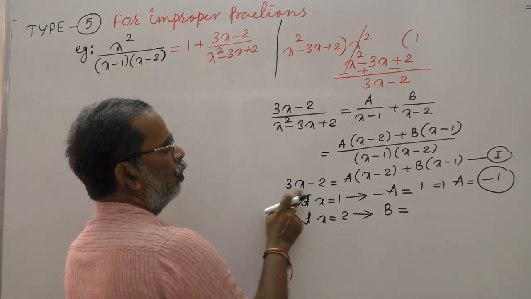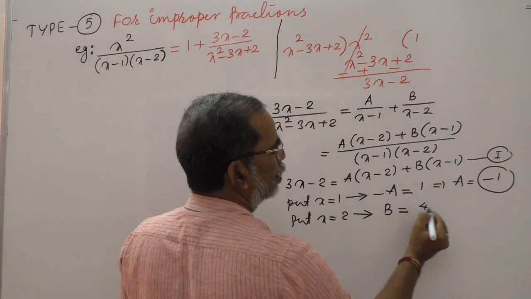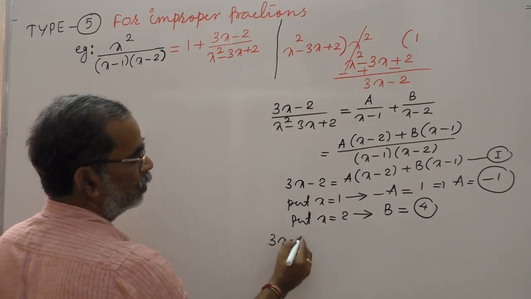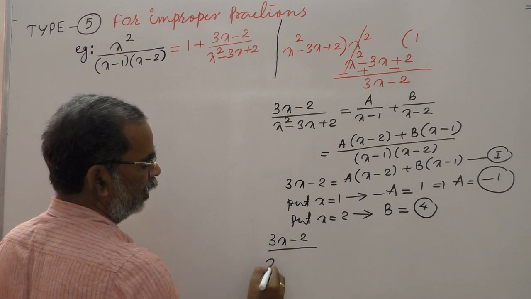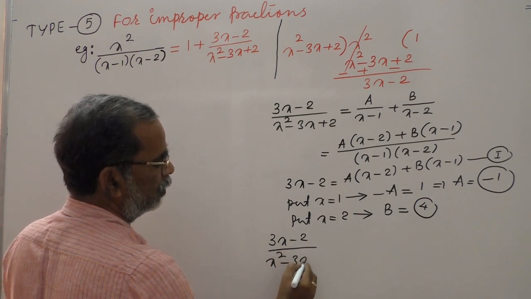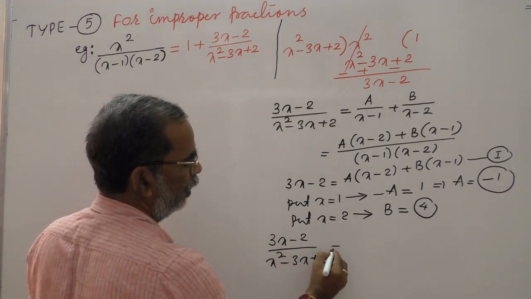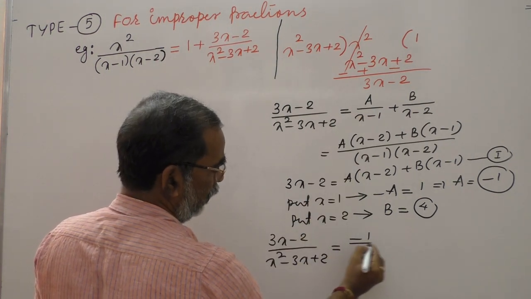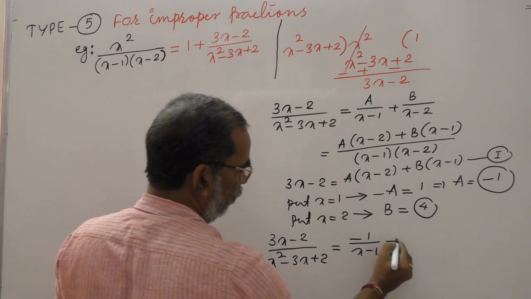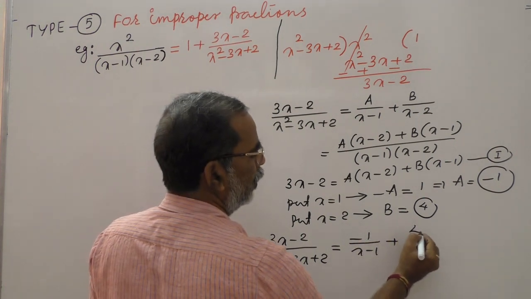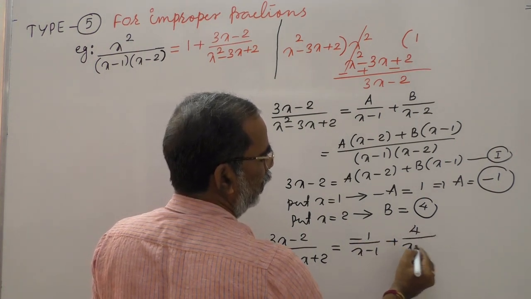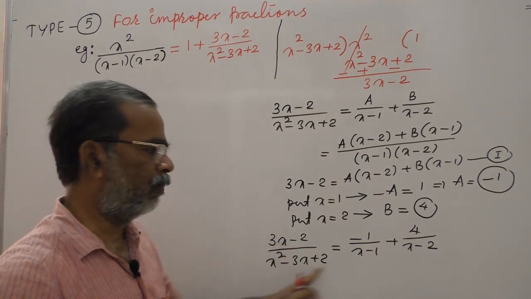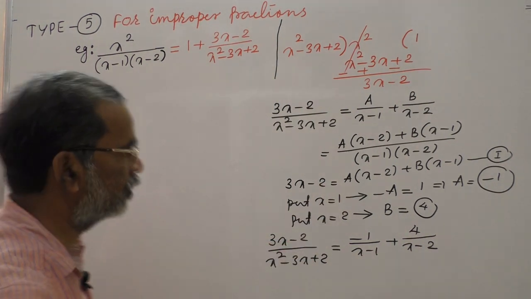If you put 2 here, 6 minus 2 is 4. Therefore, this (3x minus 2) divided by (x square minus 3x plus 2) can be written as a by, what is a? Minus 1 by x minus 1 plus b, what is b? 4. 4 divided by x minus 2. So I have split this proper fraction into partial fractions.